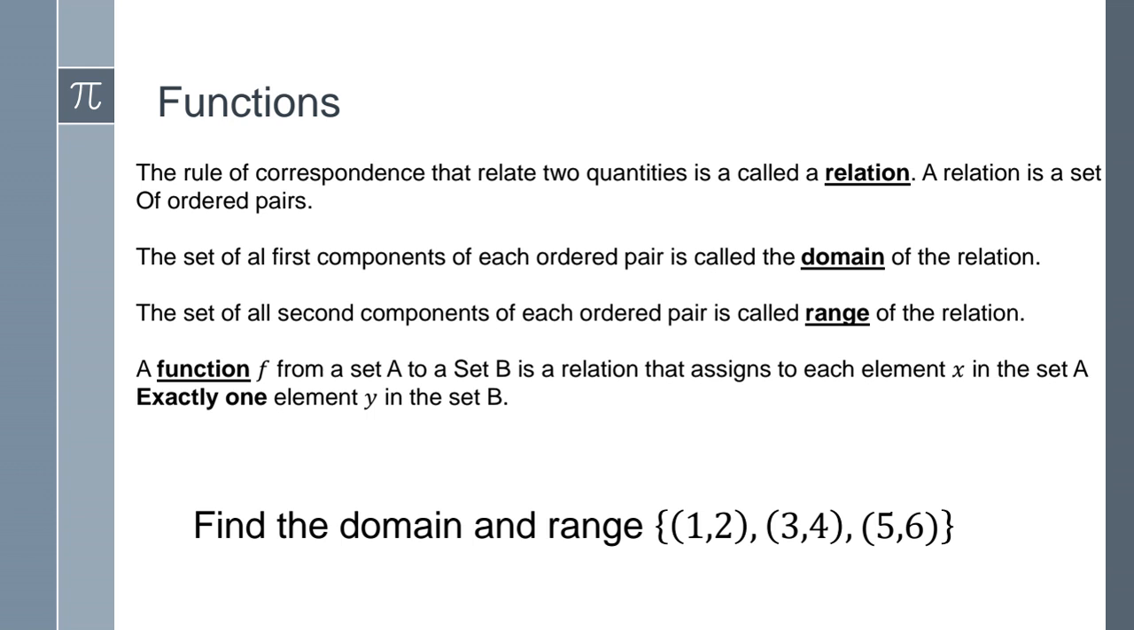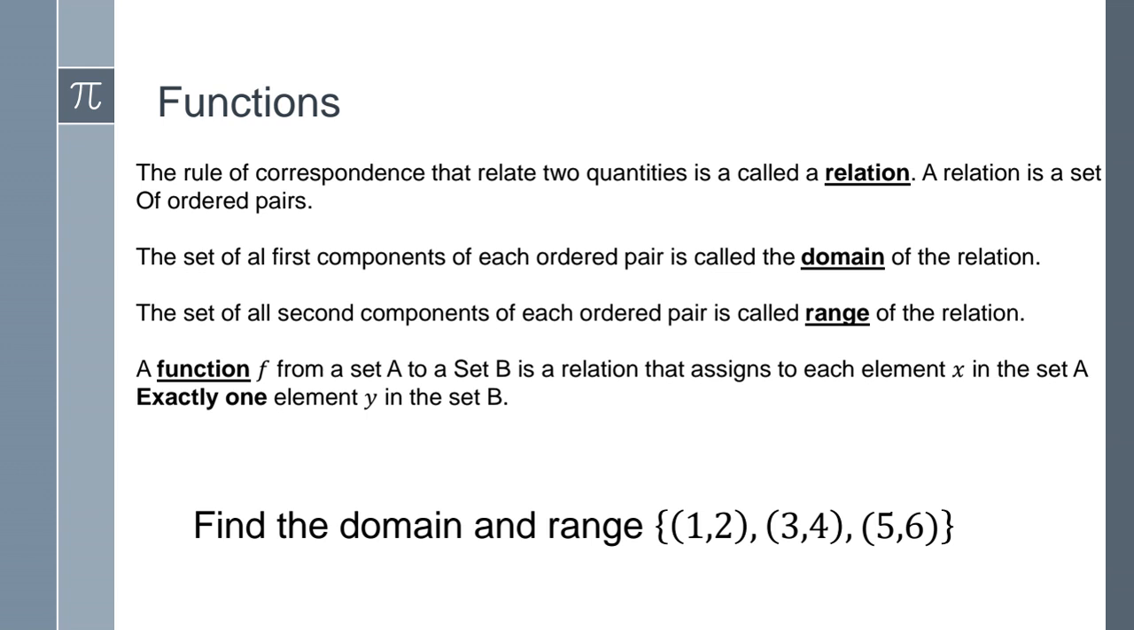Okay, so here is the formal definition of a function. A function from set A to set B is a relationship that assigns to each x in the set A exactly one element in set B. What does this mean? The way I like to tell my students is that for every x value, there exists only one y value in the graph. That's basically what that formal definition means.